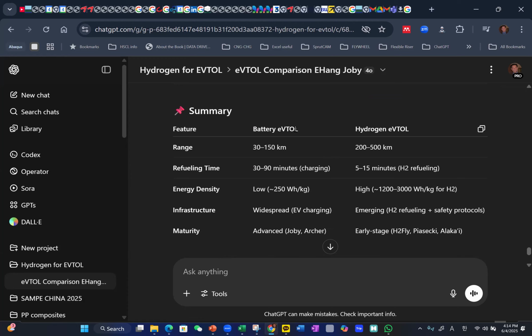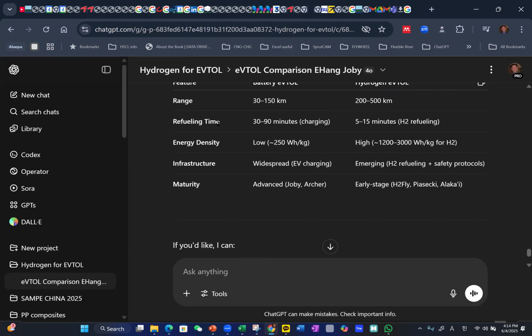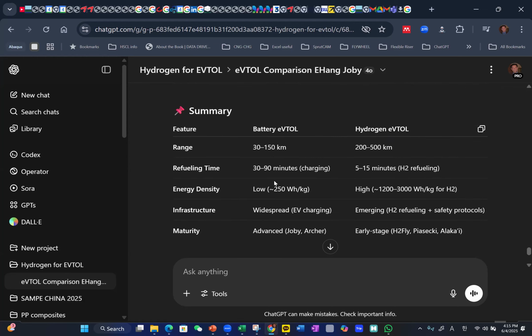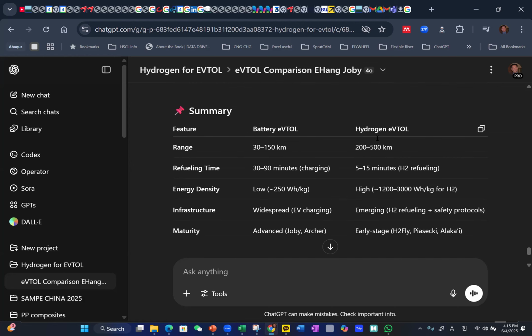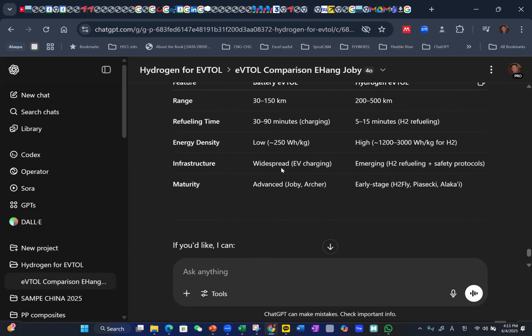Okay, so summary in general, as you can see, the flying range of hydrogen eVTOL is about 3 times more. And the refueling time, what does it mean? To charge the battery, it takes an hour. But refueling hydrogen takes minutes, about 10 minutes. It's similar to a gasoline fueling system. And the battery is similar to automotive.